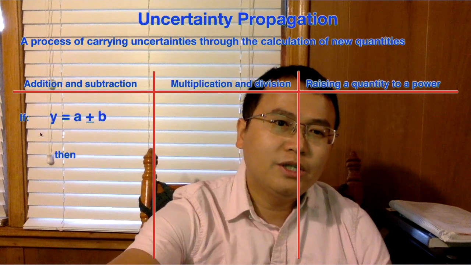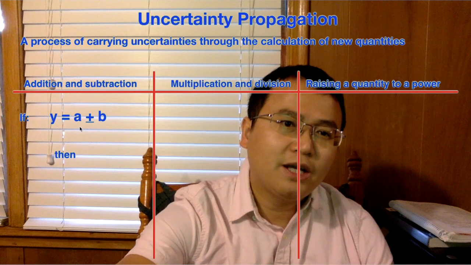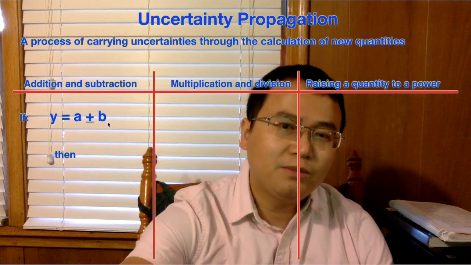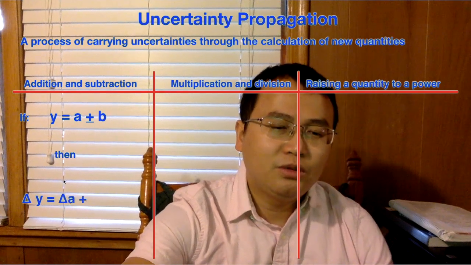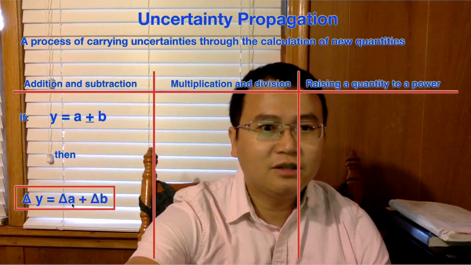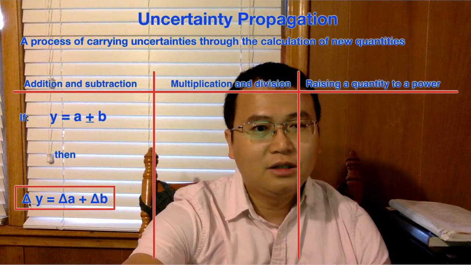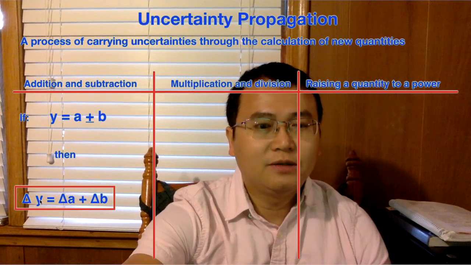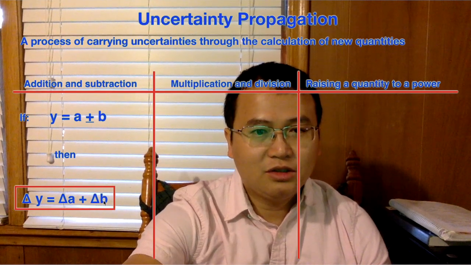So the easiest rule is adding and subtraction. If you have a measurement A and a measurement B and you add them together, what you need to do is add the uncertainty of measurement A and the uncertainty of measurement B in order to get the uncertainty of the new quantity. Okay, even for subtraction, you still have to add the uncertainties together.